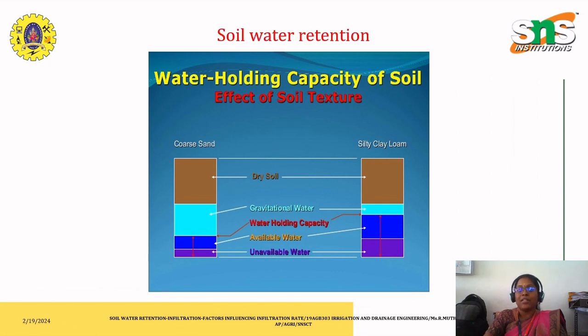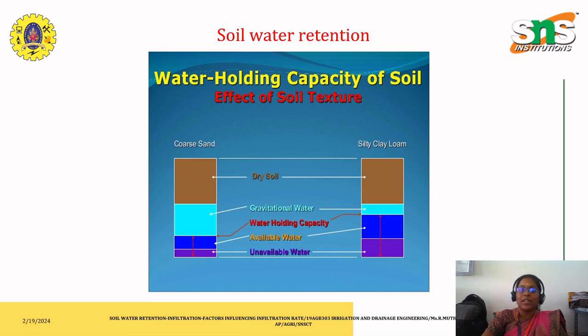This is a comparison between two types of soil and the capacity of soil to hold water. When the soil texture differs, there will be a certain effect on the water holding capacity also. As I have shown here, there is an example of coarse sand and silty clay loam. We all know that coarse sand has very huge pores compared to clay. But in clay, the pore size is very much reduced.